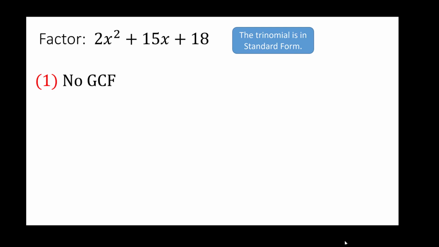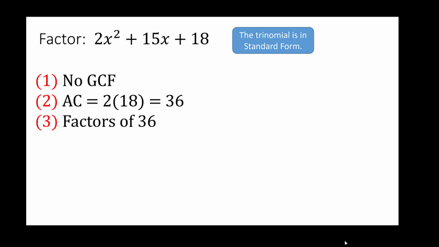So here I'm going to factor 2x squared plus 15x plus 18. This trinomial is in standard form. There's no GCF, that's step 1. Multiply a times c would be 2 times 18, which is 36. Now we need to find the factors of 36. Factors are numbers that multiply to get 36.